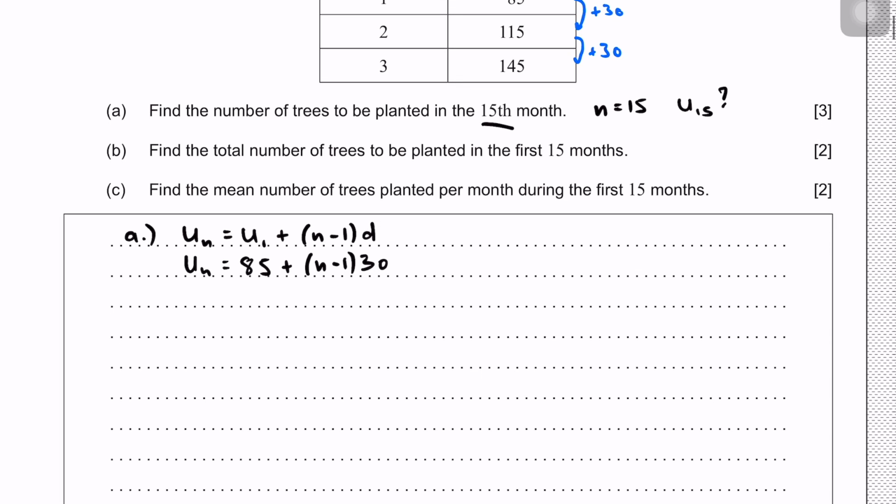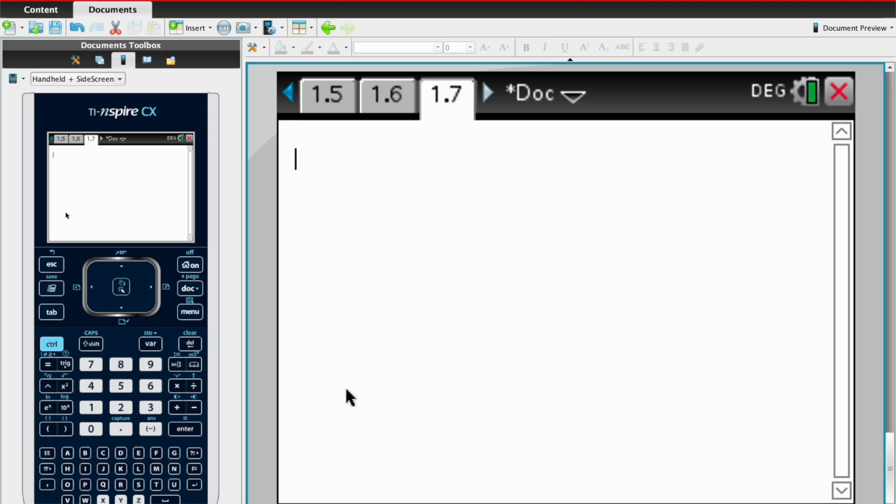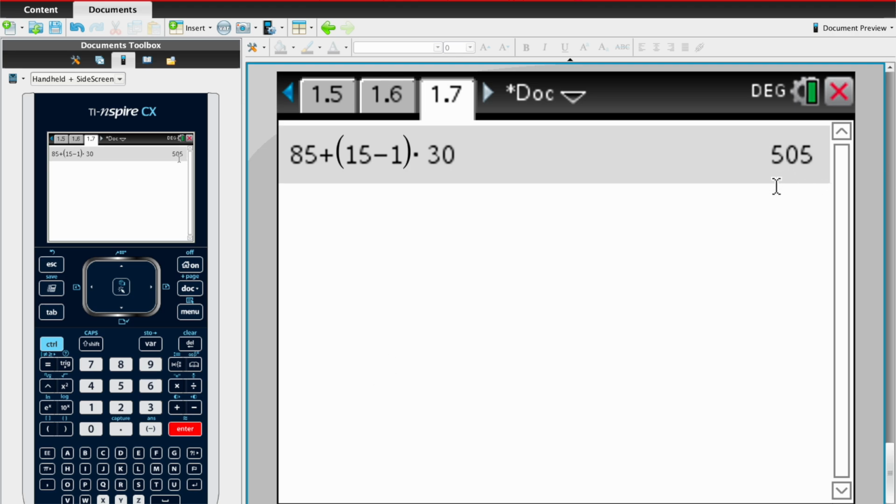So wherever we see n, let's replace it with 15, and this will be what we use to find the 15th term. So 85 plus, in this case n is equal to 15, 15 minus 1 times 30. We can work this out, but let's go to the calculator and solve for this. So 85 plus 15 minus 1 times our common difference of 30. This looks good, and we'll have 505. So this is the number of trees planted in the 15th month.